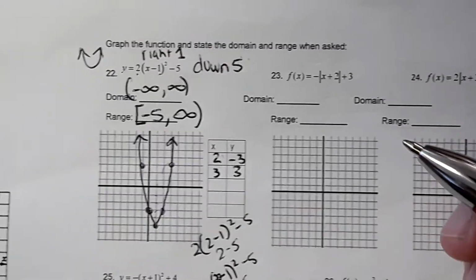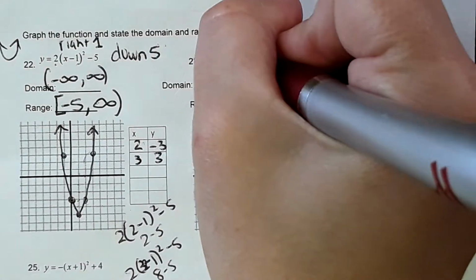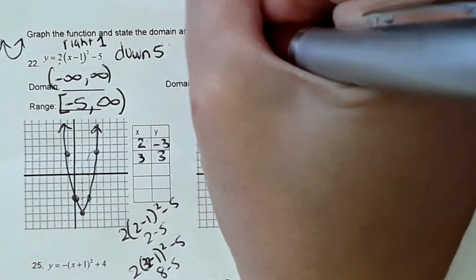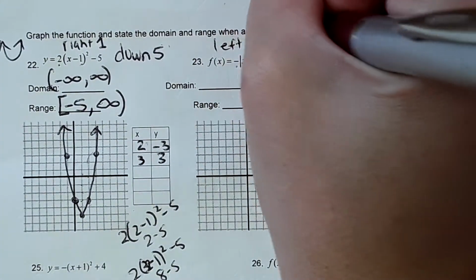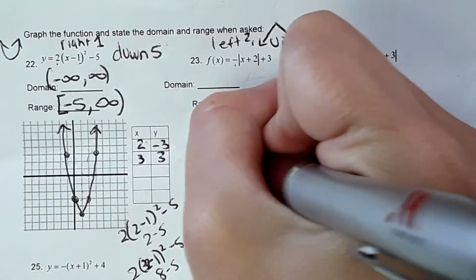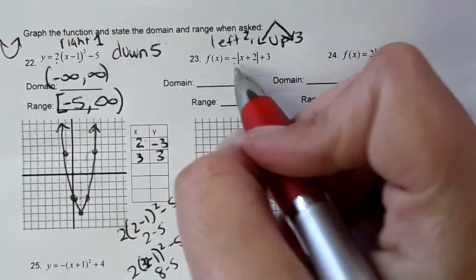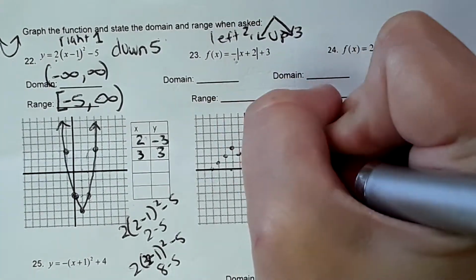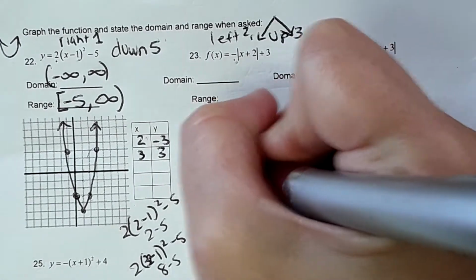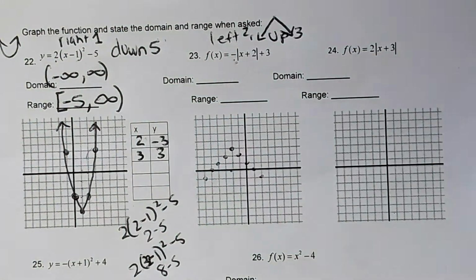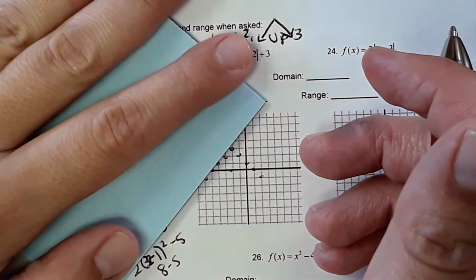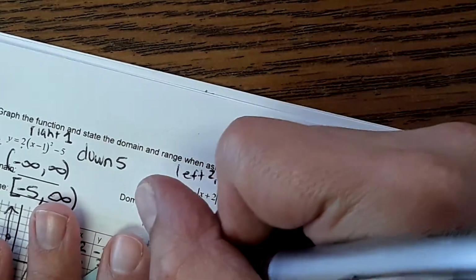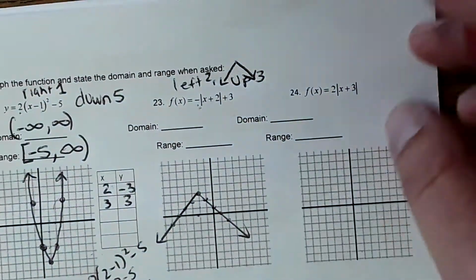Then 23. This one's absolute value. It has that negative sign as a reflection, so it's going to be pointing down like this. +2 would be left 2, and then +3 would be up 3. So left 2, up 3, 1, 2, 3. It's just a -1, so I can go down 1 over 1 for this one. It makes it so much easier. The slope is just -1. Right? Yeah, so it makes it so you can just count.